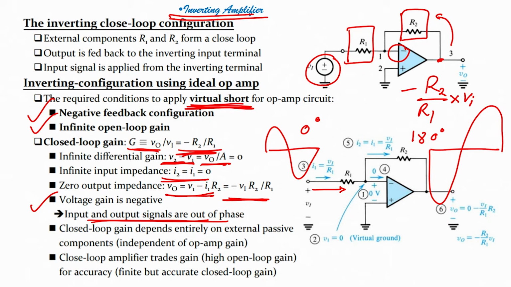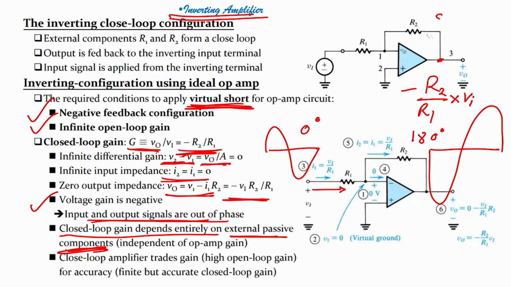Okay. Next, closed loop gain depends entirely on external passive components, right. Why? Because we have R2 and R1. These are external passive components: R1 is a resistor, R2 is a resistor, and they are externally connected to the op amp, that is why they are external passive components.